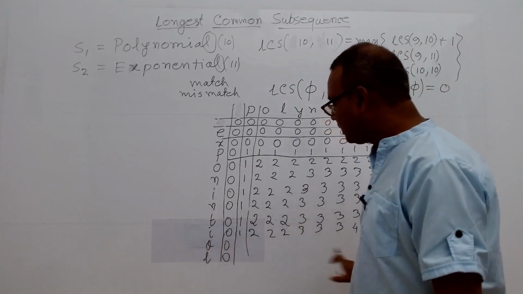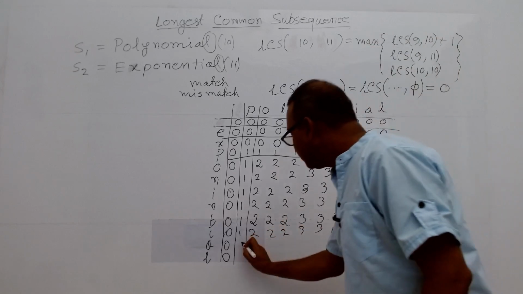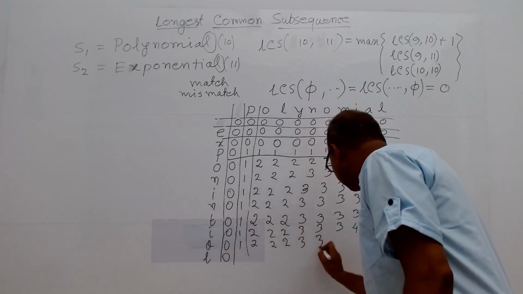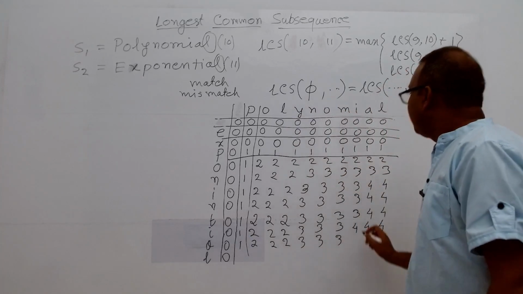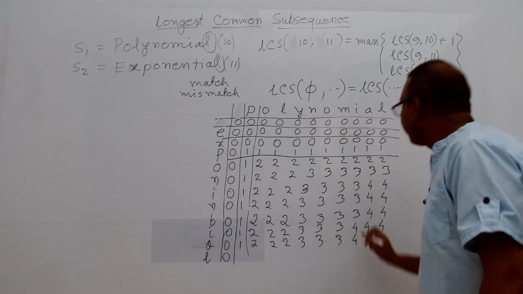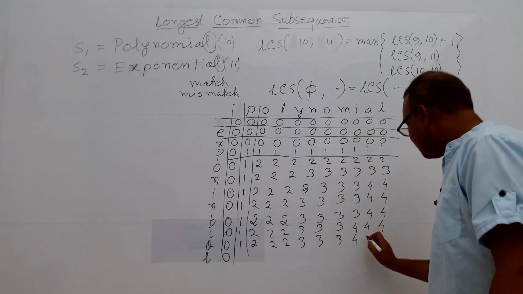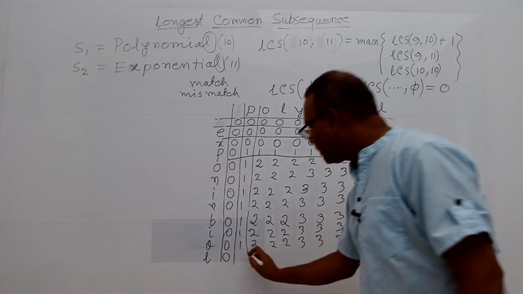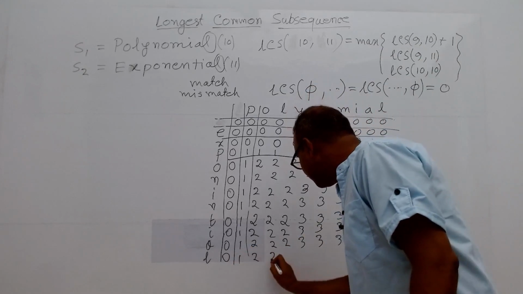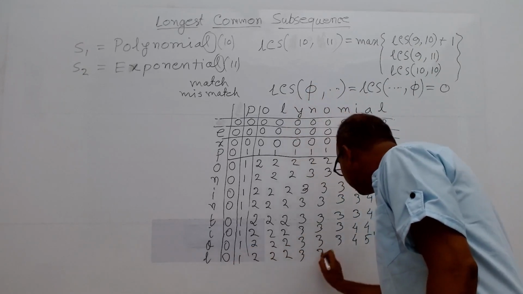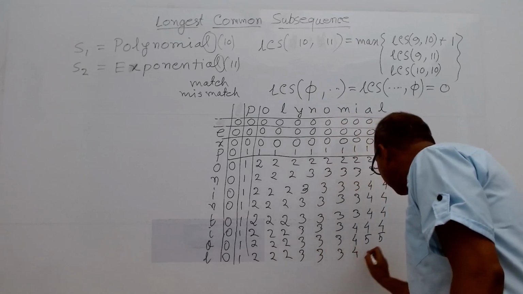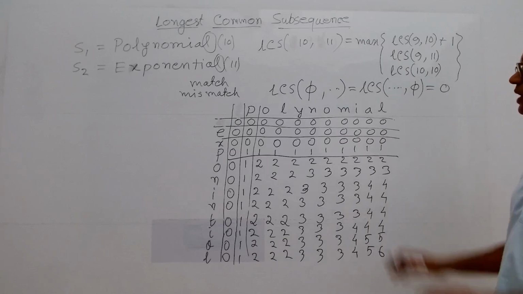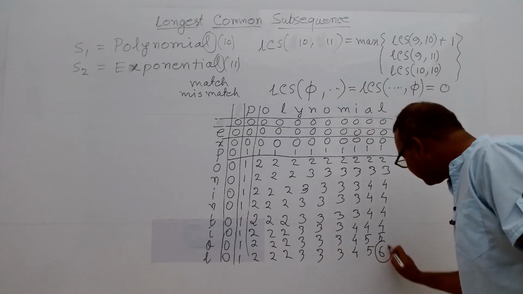Now I have two more characters. A, for A is all going to be 1, 2, 2, 2, 3, 3, 3, 4. Then A is a match, so 4 plus 1 is 5, and this is going to be 5. For L, it is going to be 1, 2, 2, 2, 3, 3, 3, 4, 5, and then 6. Okay, so the length of the longest common subsequence is 6.